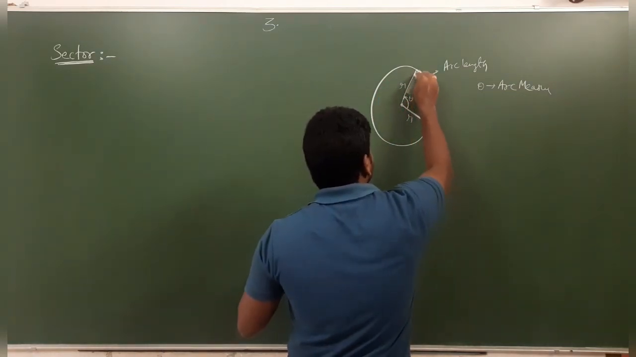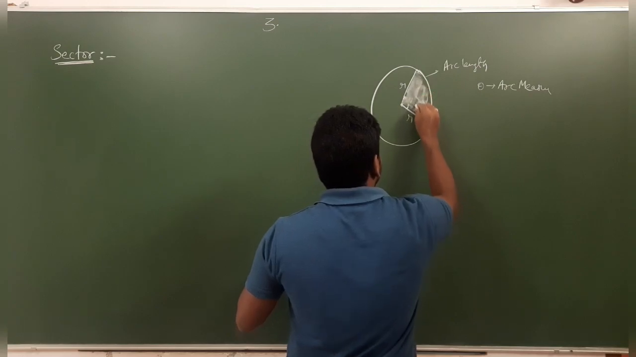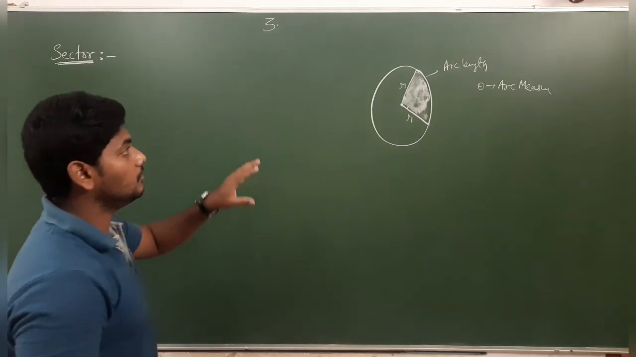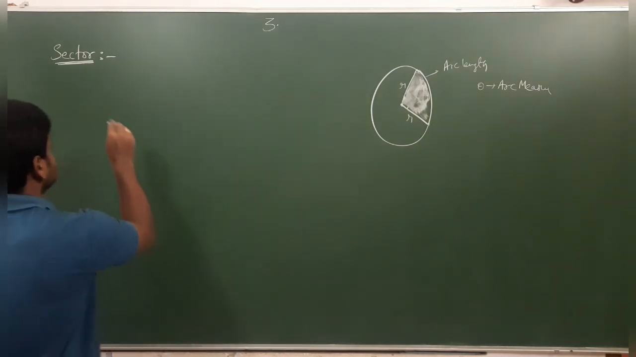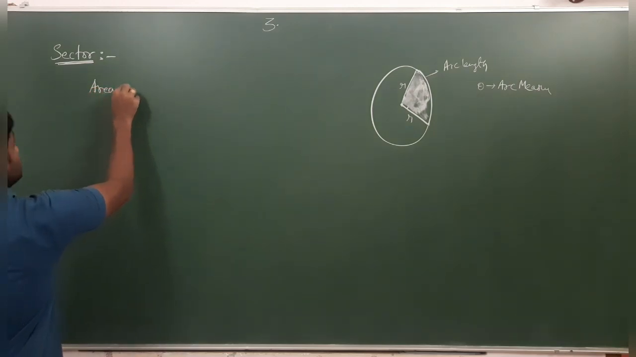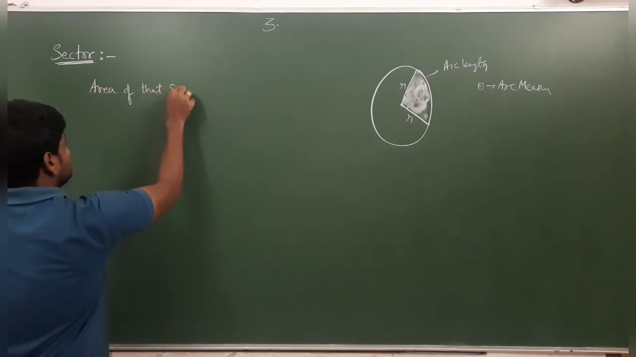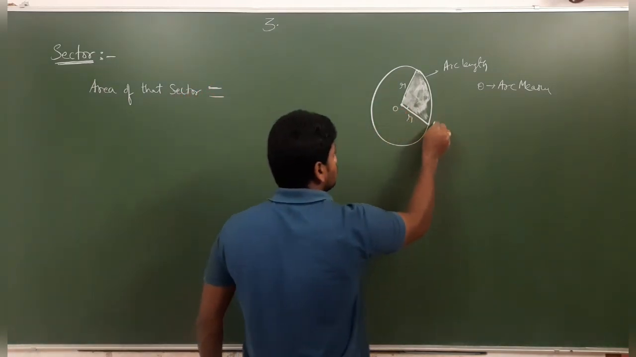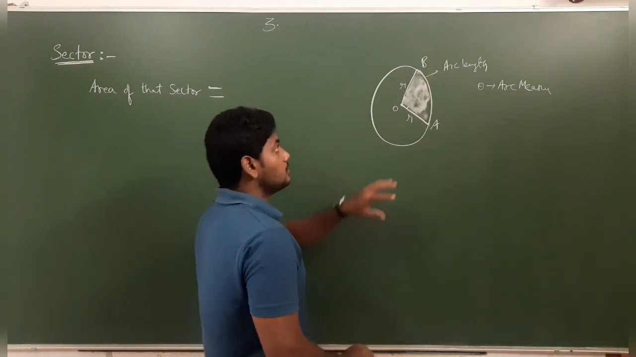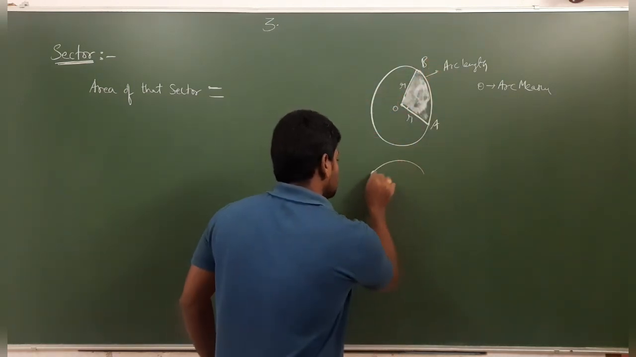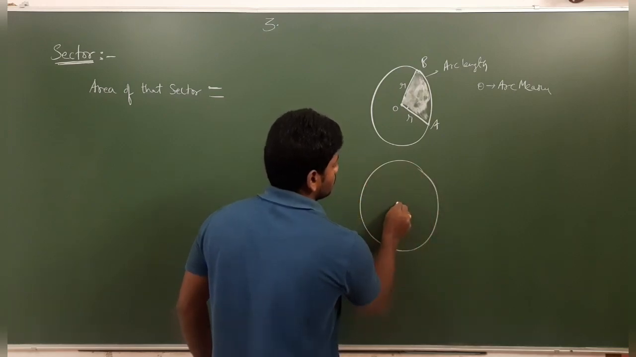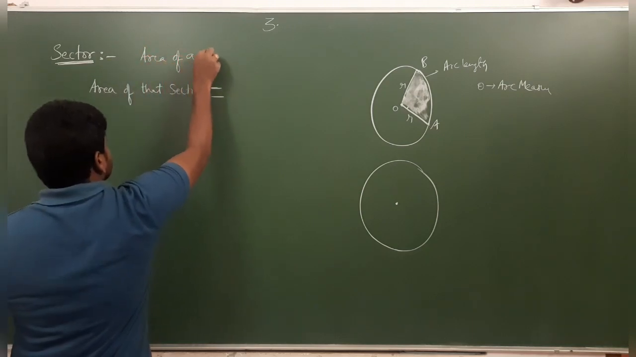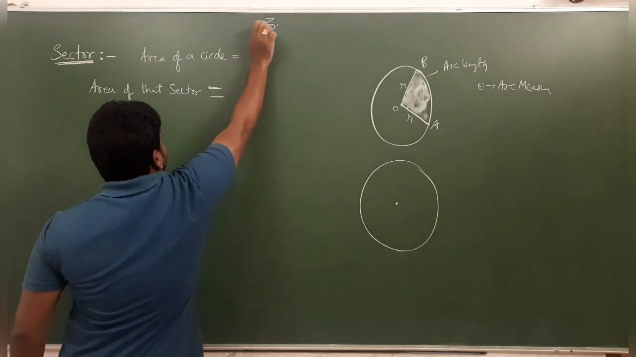Then whatever I am shading is nothing but a sector, simply a sector. Now how to find the area of that sector? Before finding the area of sector OAB, what is the area of the circle? We know that the area of a circle is equal to pi r square.